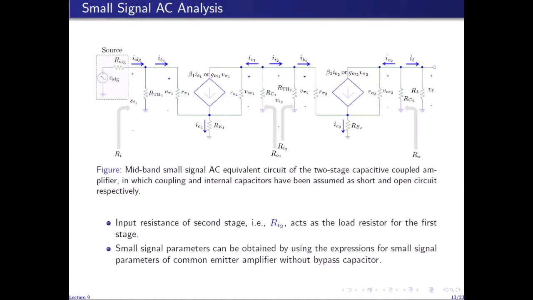And since we have already derived the expressions for the input resistance, output resistance, voltage gain, and current gain of the common emitter amplifier, we can directly use those expressions that we derived for the common emitter amplifier without bypass capacitor, because this is the common emitter amplifier configuration without bypass capacitor. So we can directly use those expressions to find the small signal parameters for this overall multi-stage amplifier circuit.